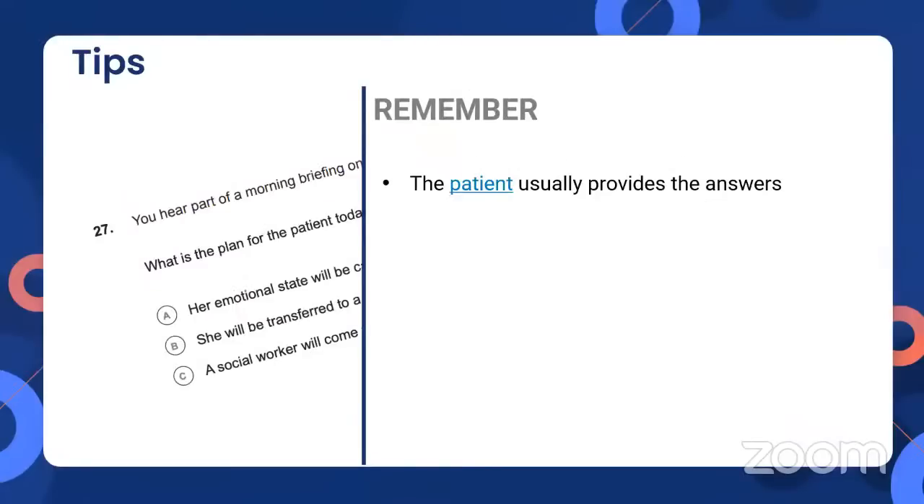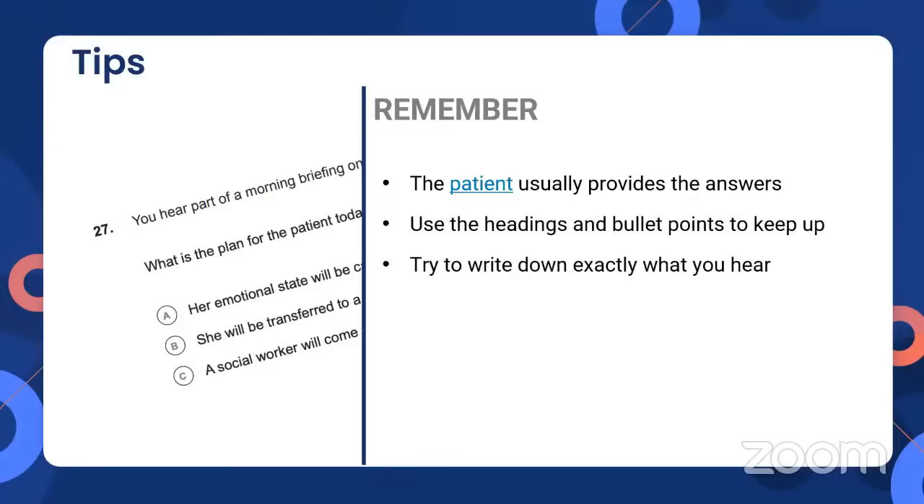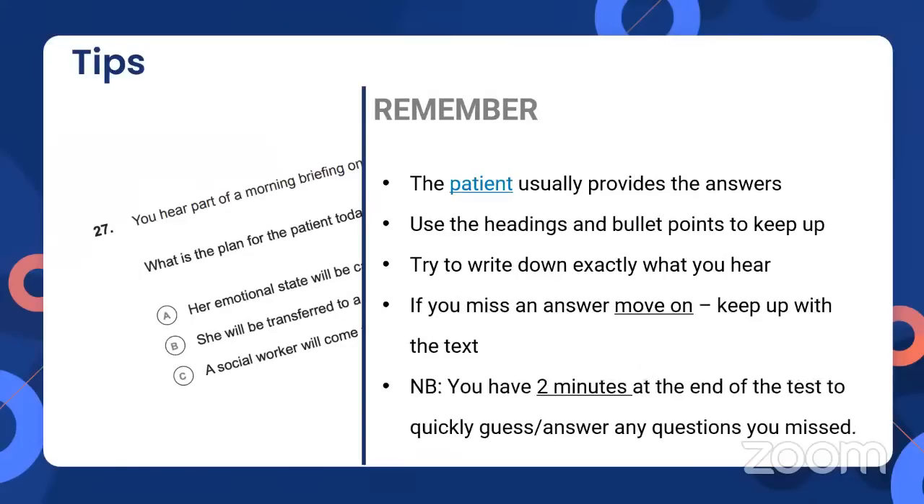Now, remember, the patient usually provides the answers. You're going to use the headings and bullet points to keep up. Try to write down exactly what you hear. Remember those incorrect answers often came from not writing down exactly what was said. Finally, if you miss an answer, do move on, keep up with the text. At the end, you've got 2 minutes to quickly guess any answers you may have missed.